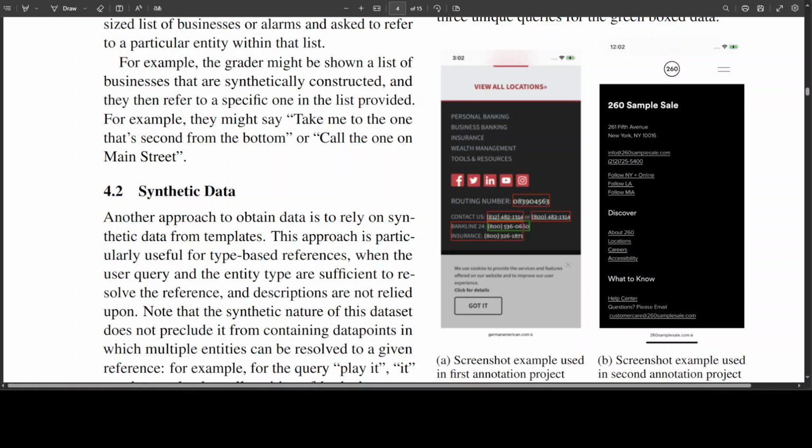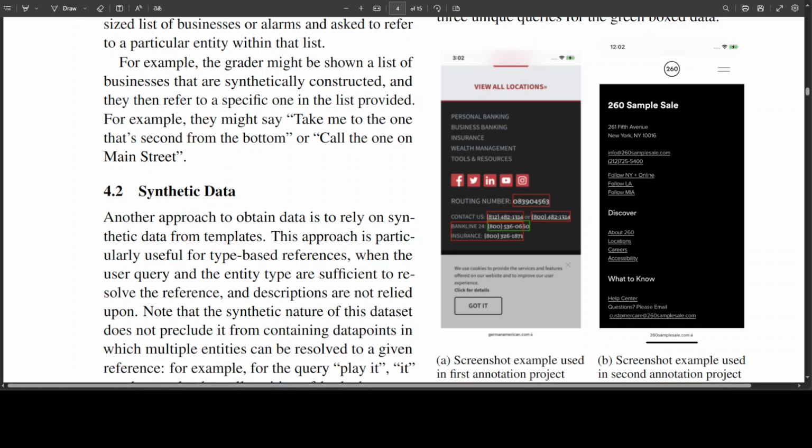The information in the green box, and they were asked to classify the green box to attend to one of the entities such as phone number, email address. Then graders were asked to provide three unique queries for green box data. And in the second annotation project, which is the second figure on the right hand side, queries collected in the first step were shown to graders one by one with corresponding screenshots without bounding boxes and all screen entities as a list.